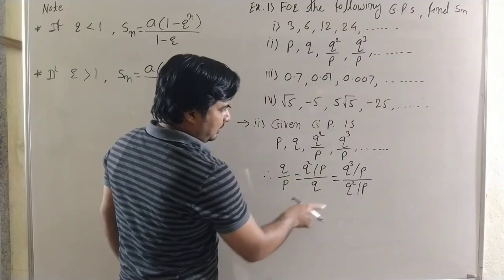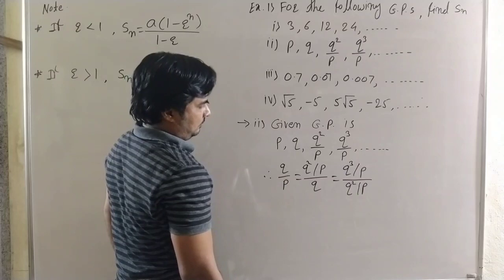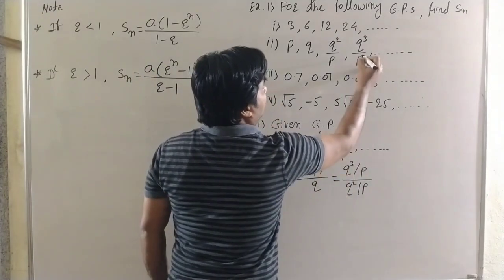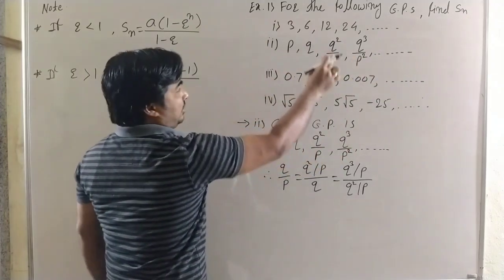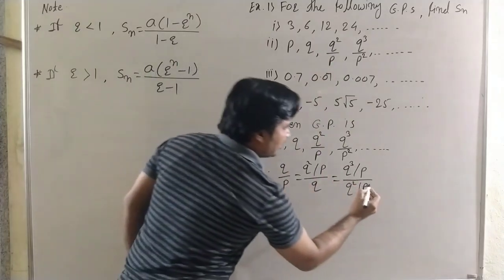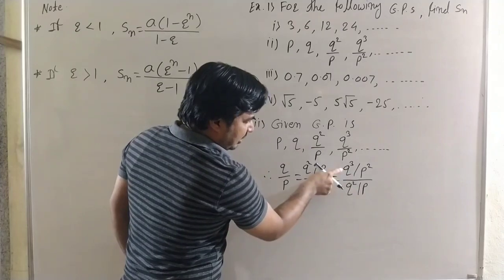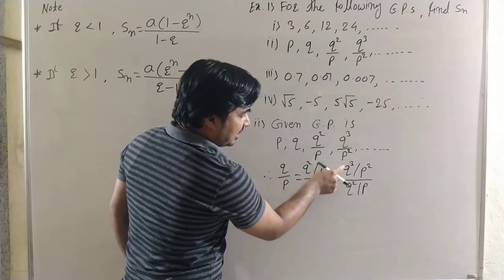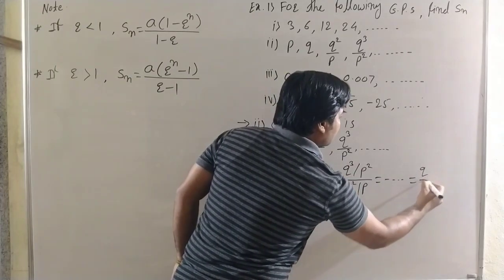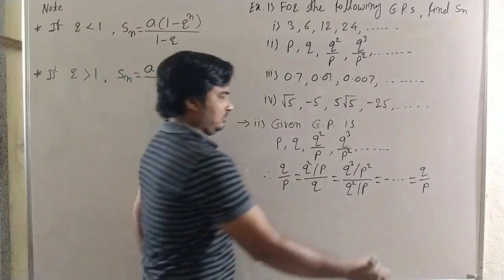Q by P. Here P gets cancelled. Q. Now here we take P square. Okay, here is a correction in the question: Q square by P, and here Q cube by P square. Okay, here we can write P square, and now P gets cancelled. Q square, and here Q square gets cancelled. Only remaining is Q by P. Q by P is a common ratio, and it is R.